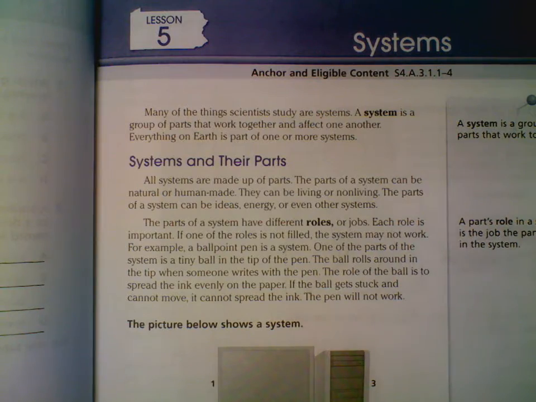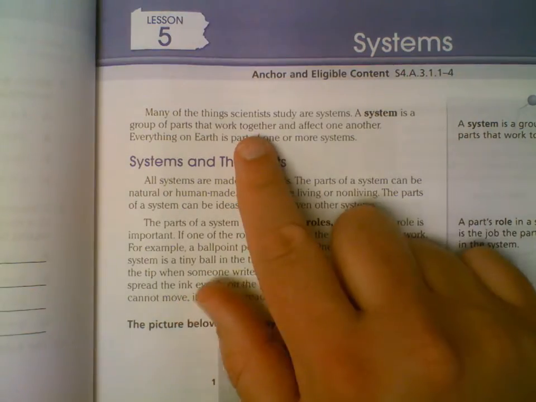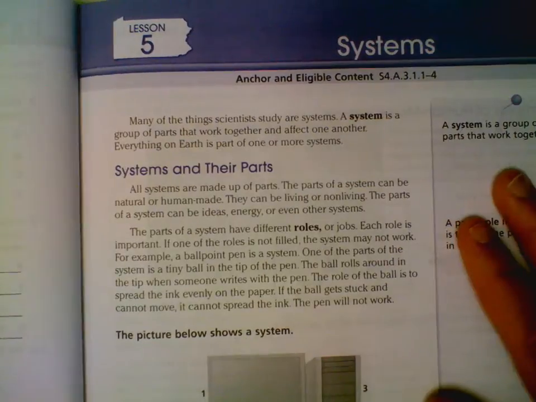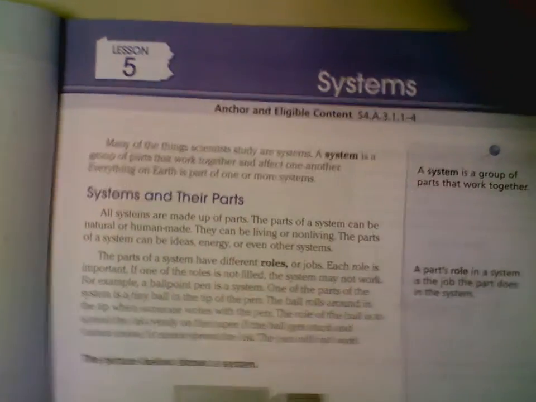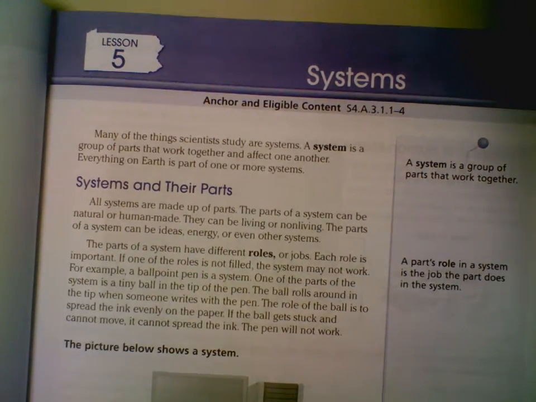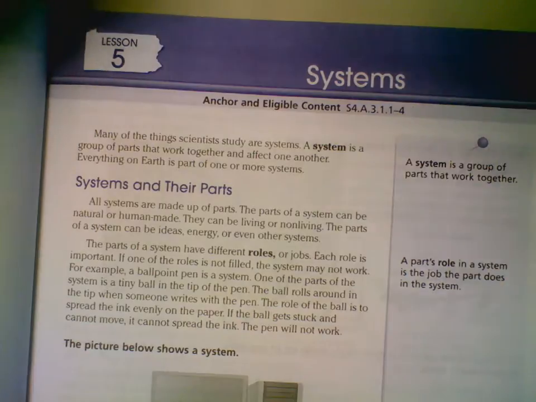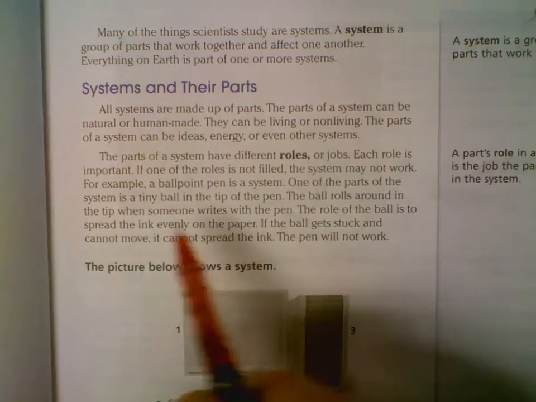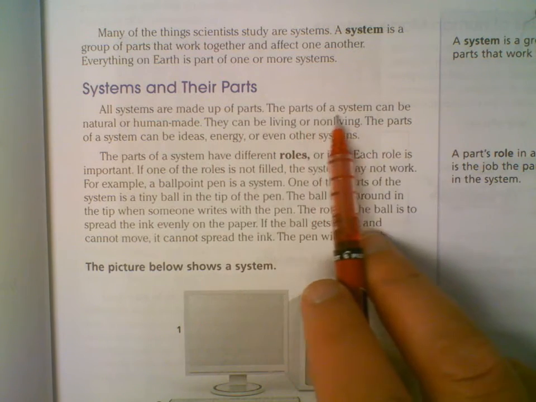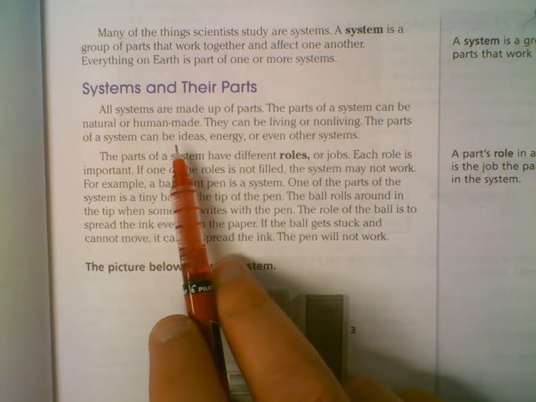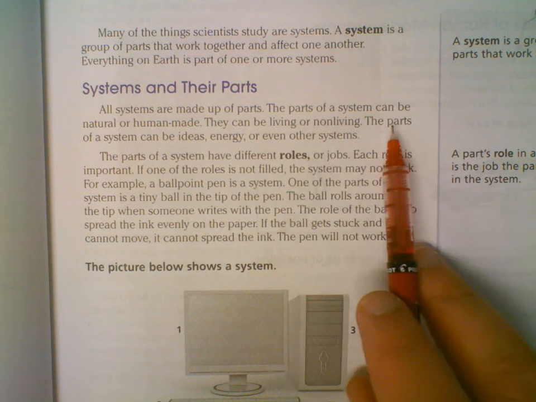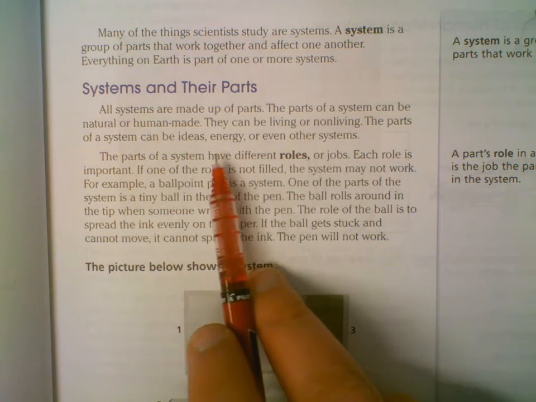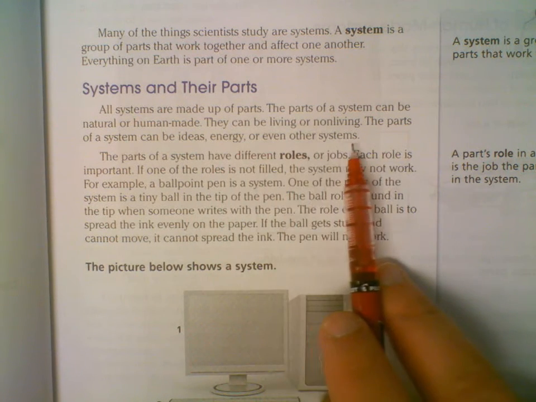All right, systems. Many of the things scientists study are systems. A system is a group of parts that work together and affect one another. Everything on Earth is part of one or more systems. Systems and their parts. All systems are made up of parts. The parts of a system can be natural or human-made. They can be living or non-living. The parts of a system can be ideas, energy, or even other systems.